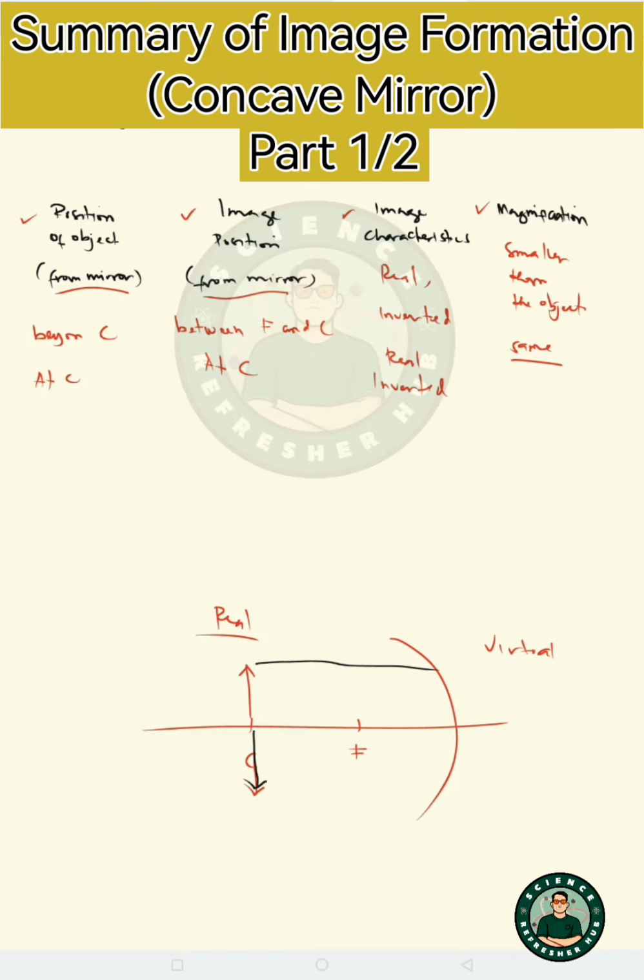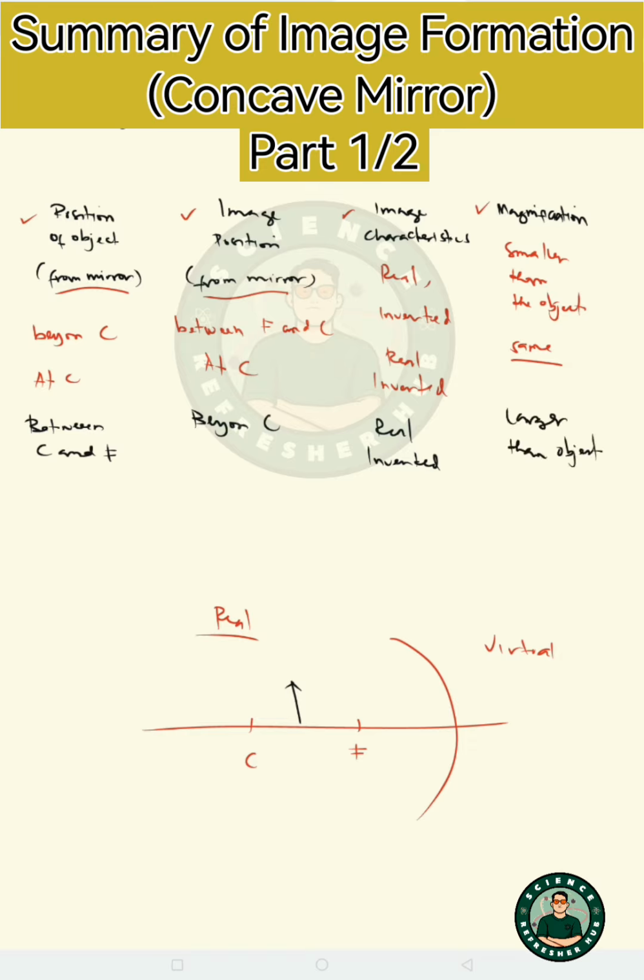And now we will have another situation in which the object is between C and F. All right, if our object is between C and F, the image will be formed beyond C, still real, and inverted. The size is now larger than the object. Let's try to do it here. So this is our object, and our image formed will be beyond C and it's way larger, just like that.